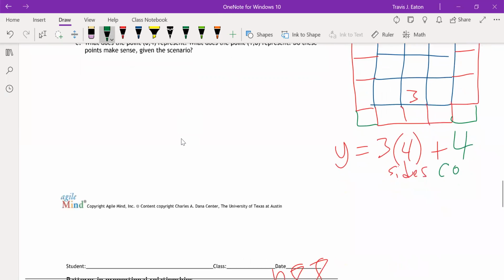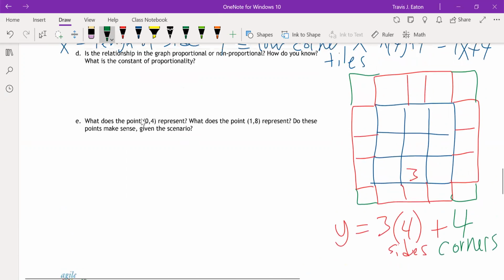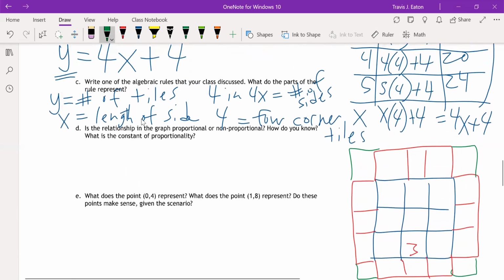The 4 corners. Okay. So that's how we end up with y equals 4x plus 4. Now moving on to this next question, question D. Is the relationship in the graph proportional or non-proportional?